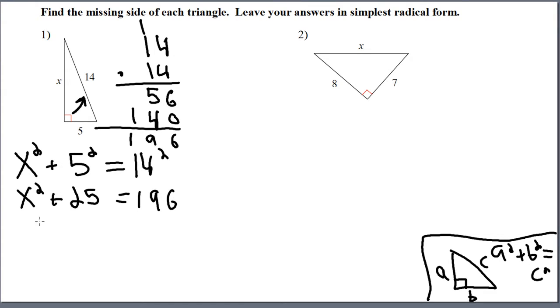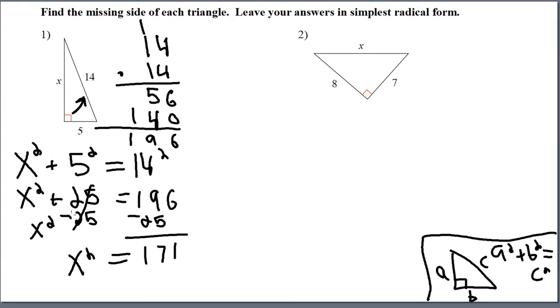What do we do from here? Well, x squared is going to be still the same, but we're going to subtract 25 on both sides. Minus 25. And if you do 196 minus 25, well, you just carry it, so 6 minus 5 is 1. 2 minus 9 is 7, and the 1 stays down, and again we have x squared since the 25's canceled out. If x squared is equal to 171, well, then x is equal to the square root of 171.